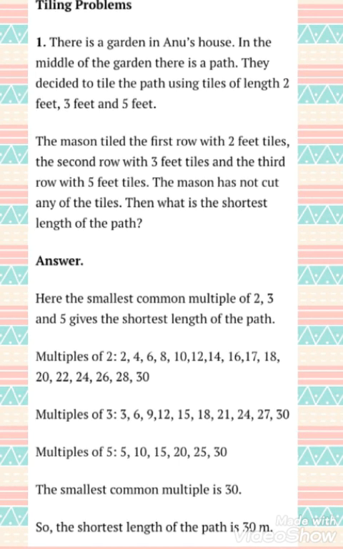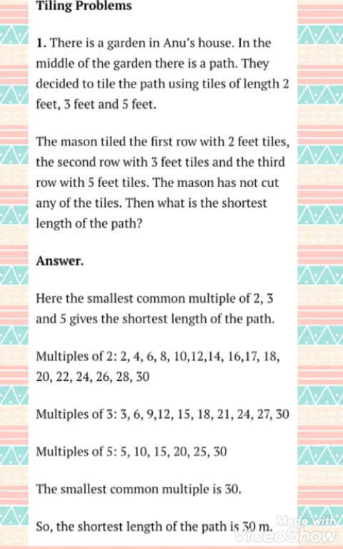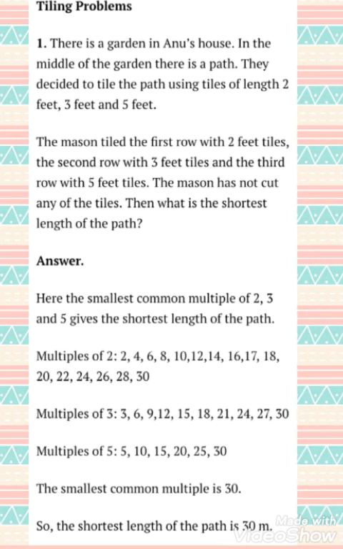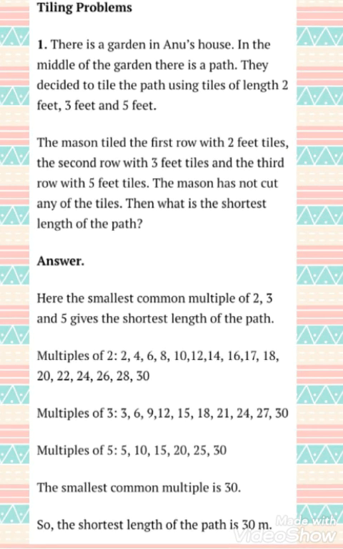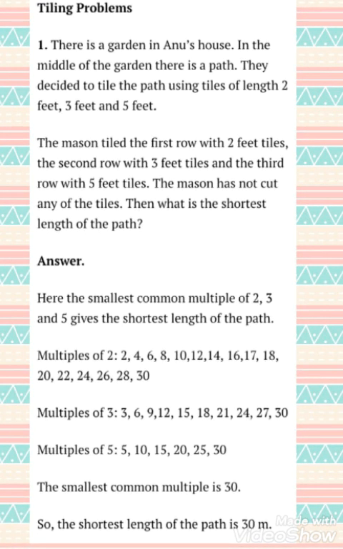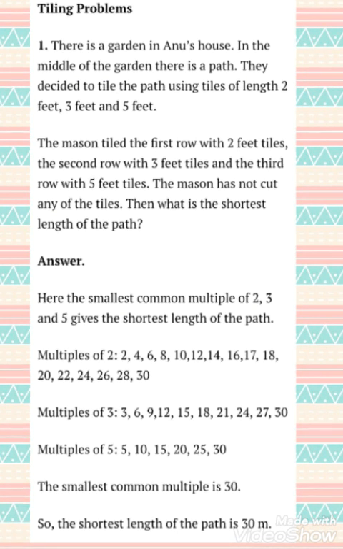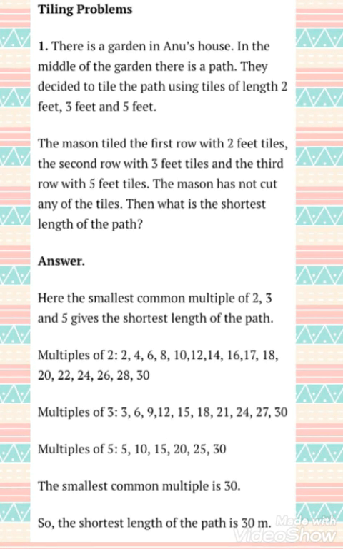Now understand the question first. There is a garden and there is a path in the garden. So now Anu wants to tile it by using tiles of different lengths, 2 feet, 3 feet and 5 feet. Now the mason does not want to cut the tiles, but he is going to use the shortest length of the path, like what tile he would use to fill up the path and what will be the shortest length of the path. The length of the path is not given, the tile lengths are given.